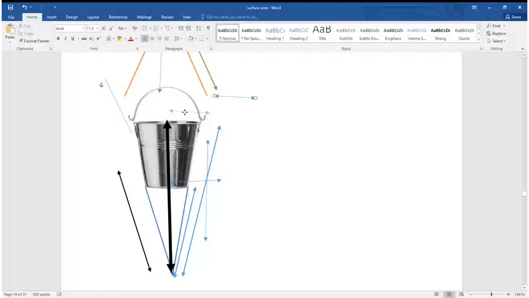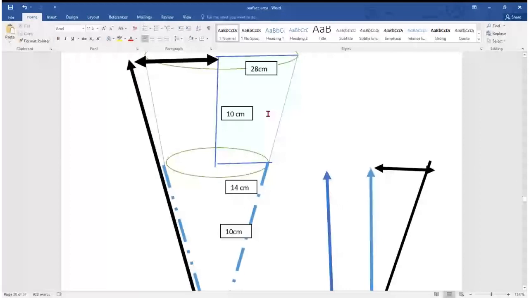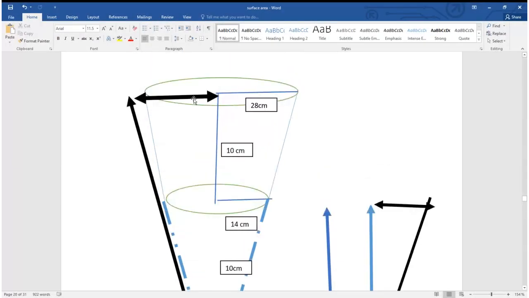Now, like this case that I'm having here of this bucket, you see? The bucket here, we have said this one was 28 or 14 and 7. In this example that I was using, you can see there was a 14 centimeters radius. So this is the big R, and this is the small r here.